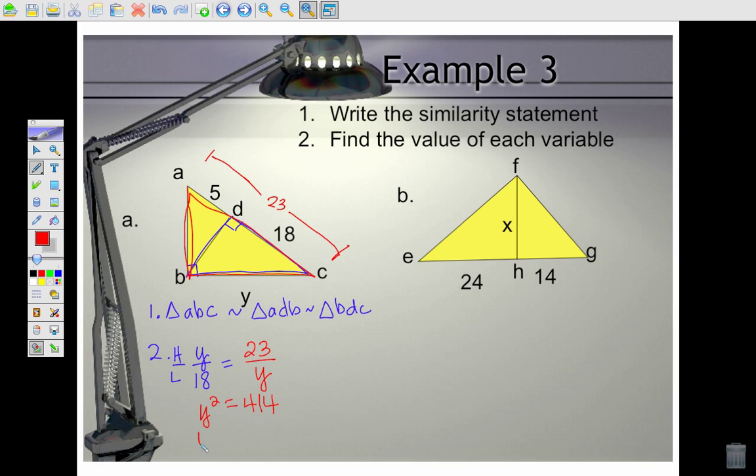So again, I have y squared equals 23 times 18, which is 414. So we have square root of 414. And I can break that down to 9 and 46. So that equals, kind of ran out of room, 3 times the square root of 46.